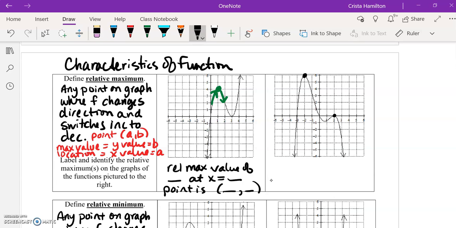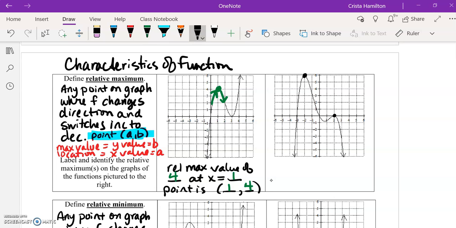Now, remember that when you're doing this, and this has to do with what I have over here in red, that the point, if they ask for the point, would be (a, b). So I can fill that in down here. The point of the max is going to be (1, 4). But we also sometimes separate out that the max value is actually the y value, and the location of the maximum is usually the x value. So our max value of 4 is occurring at x equal to 1. Those are the different ways that we would see that.